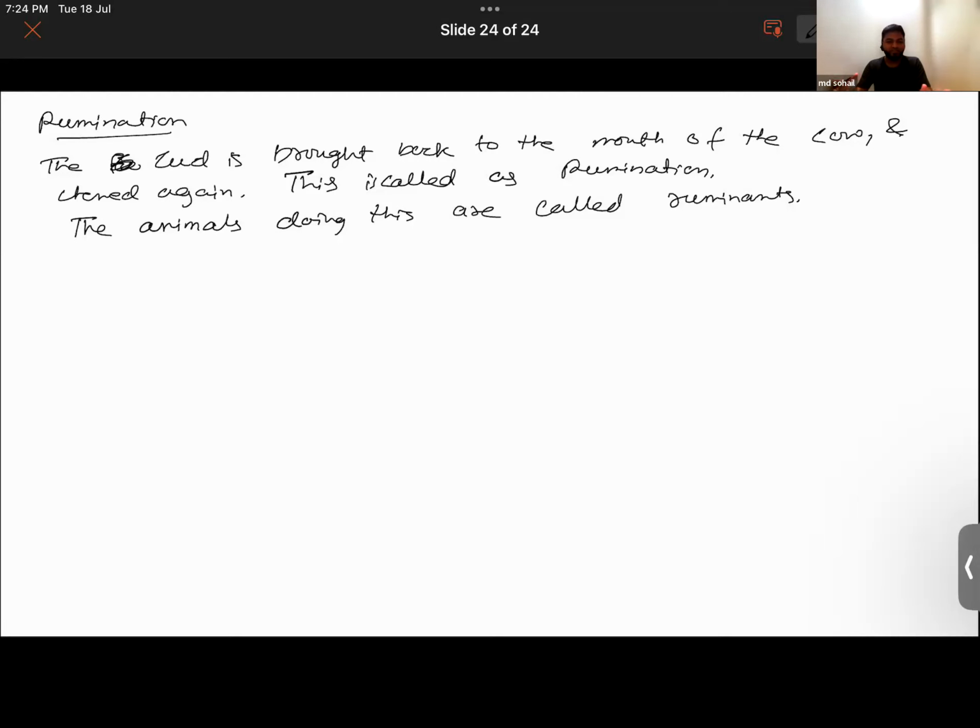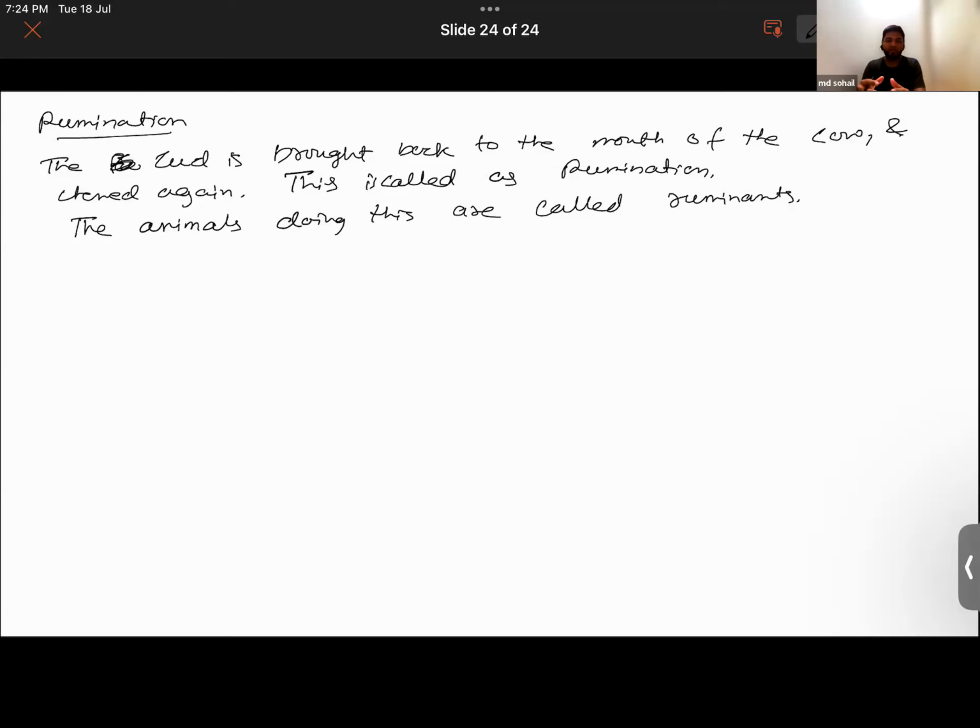Now, when this curd is thoroughly chewed again in the mouth of the cow, it is swallowed again. Obviously, the cow will again swallow that food. Now this time the chewed curd does not go back to the rumen, but enters the other compartments of the cow's stomach and then the small intestine for complete digestion and absorption of food. Right, guys?